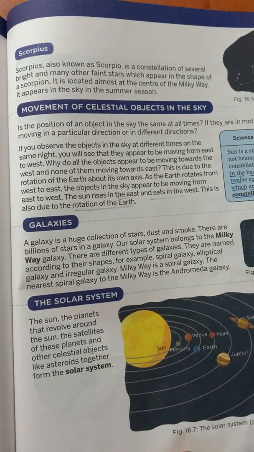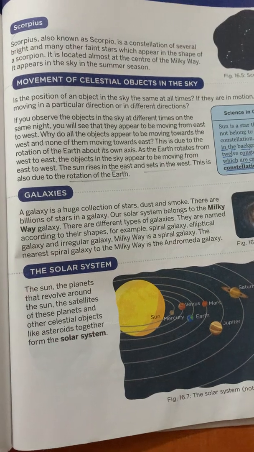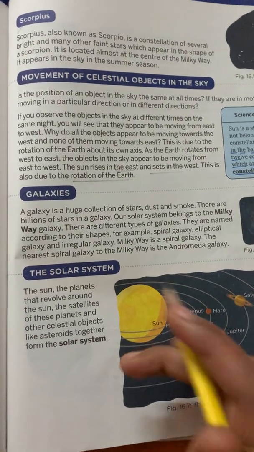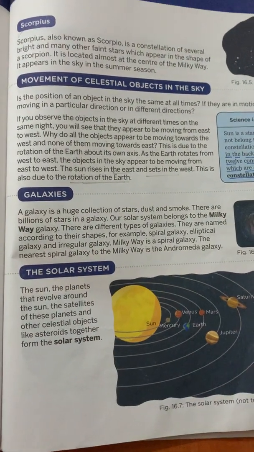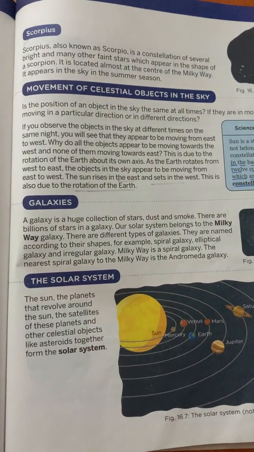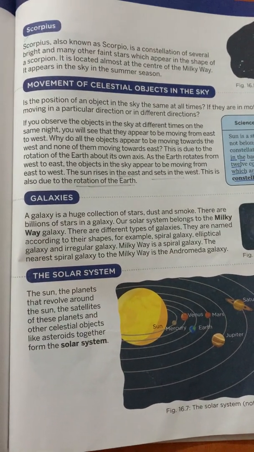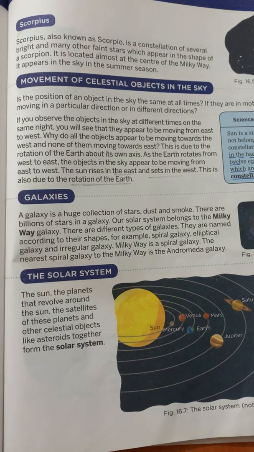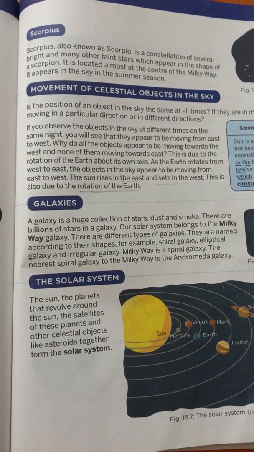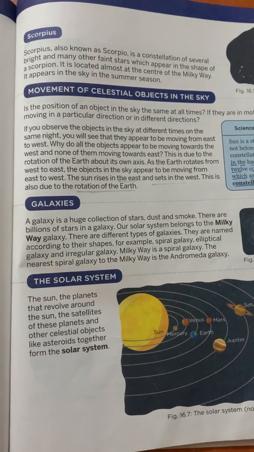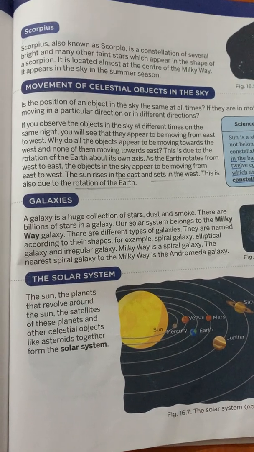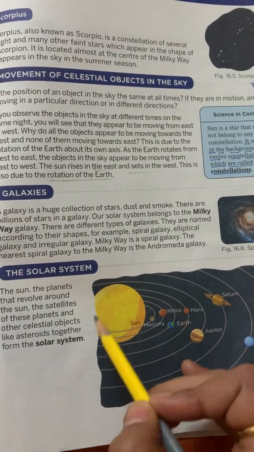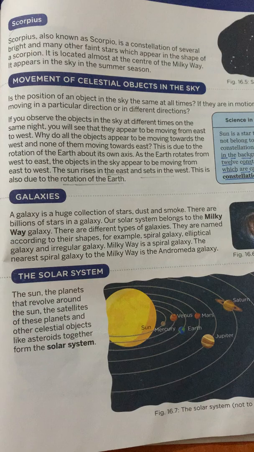Next we'll be coming towards galaxies. A galaxy is a huge collection of stars, dust and smoke. There are millions and billions of stars in a galaxy. Our solar system belongs to the Milky Way galaxy.